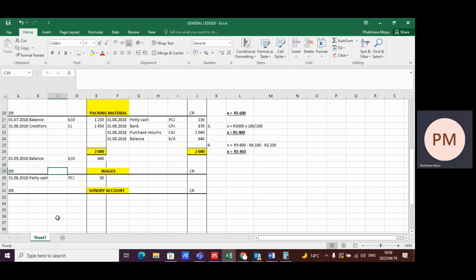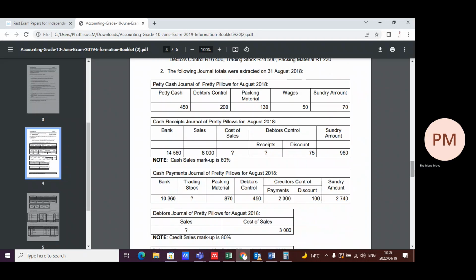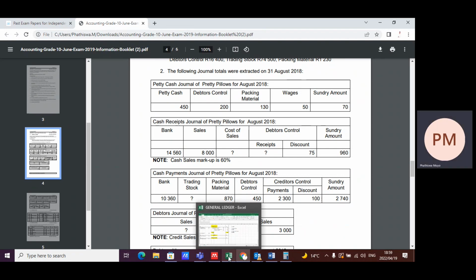There's no balance given. So sundry account is going to be a similar thing. In petty cash, we had 70 rand for sundry accounts. Found sundry accounts, ne? CRJ. This is us paying.